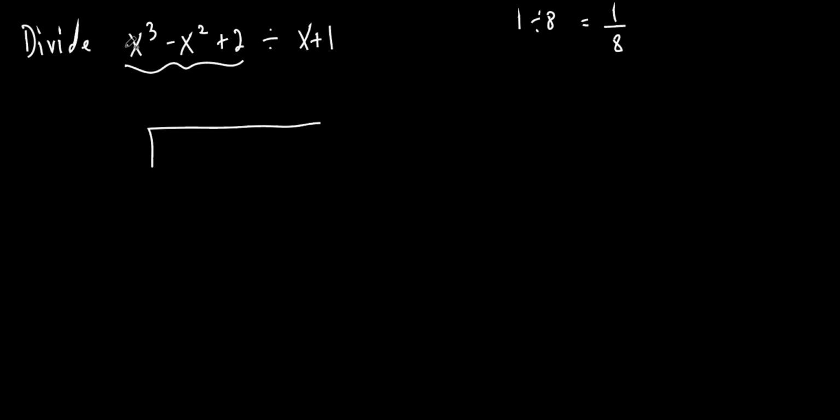And you could have written it like x cubed minus x squared plus 2 over x plus 1. Could have done that, right? But sometimes you'll see it like this as well. I think you have an example where you see it like that. That's why I decided to do it like this. So what goes in here? X cubed minus what? X squared.